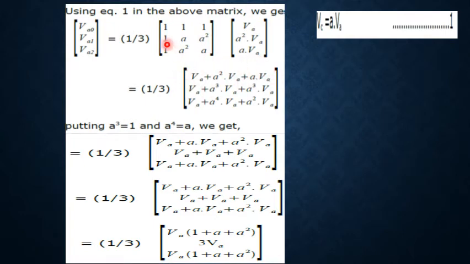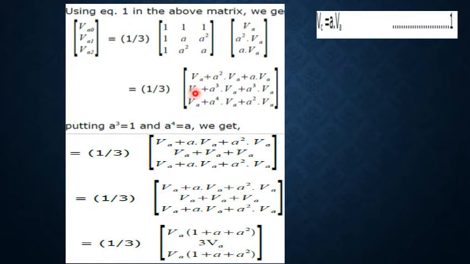Then, multiply the second row with the entire column. As we have only one column over here, we multiply with these column values. So 1 is multiplied with what now? VA.